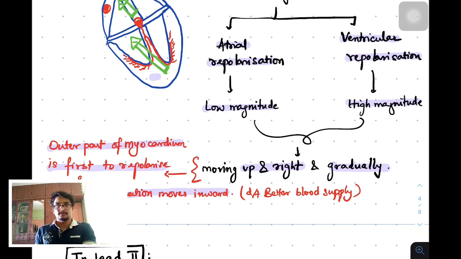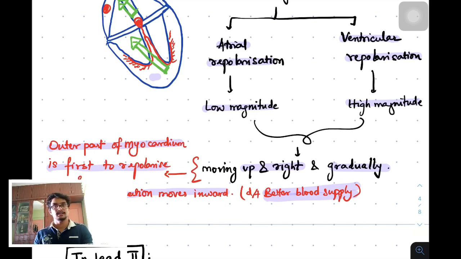The reason for the outer part of the myocardium being the first to repolarize is the better blood supply. When the ventricle is undergoing systole, the outer myocardium compresses the inner myocardium so much that the inner myocardium has very little blood supply, so it has less supply of ions. The outer myocardium comparatively has a better blood supply, so it will undergo repolarization faster. That's how it works.